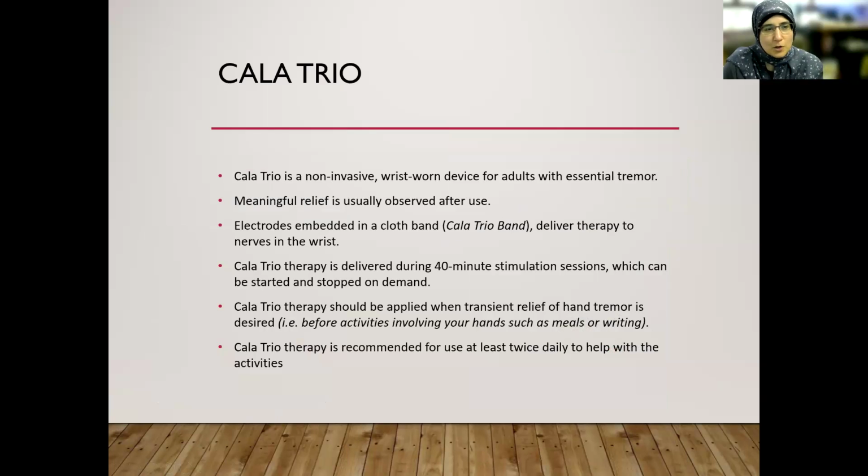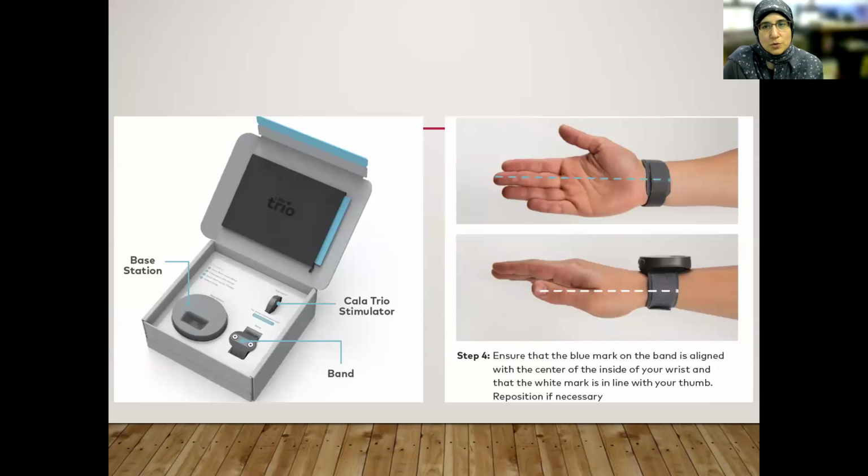All right, so getting close to the end, one option for treatment is Cala Trio. And rather than reading this, I'm just going to show you the picture. So this was approved a couple of years ago, and it is a band which an individual can wear. And this band has a couple of sensors. So these sensors tend to align with the nerves across the wrist, and they tend to stimulate those nerves. And then the impulses travel through those nerves to the brain and tend to modify the tremor. So this band needs to be charged.